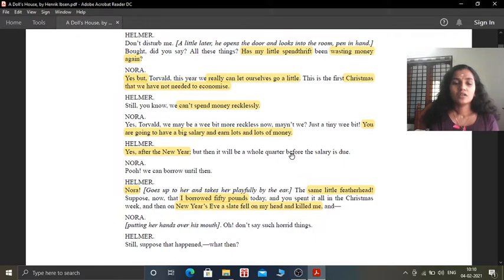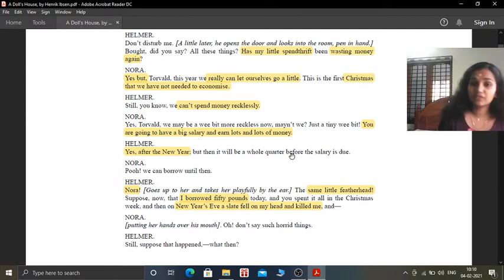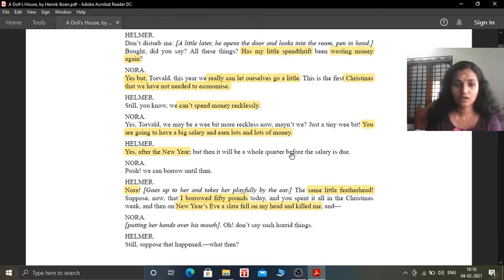Helmer became a little angry with Nora, and goes up to her and takes her playfully by the ear. Helmer: The same little featherhead. Suppose now that I borrow 50 pounds today and you spend it all in the Christmas week, and then on New Year's Eve a slate fell on my head and killed me. Nora: Oh, don't say such horrid things. Helmer: Still, suppose that happened, what then?